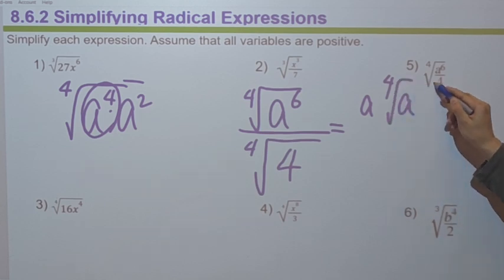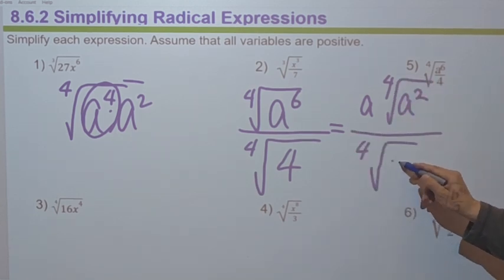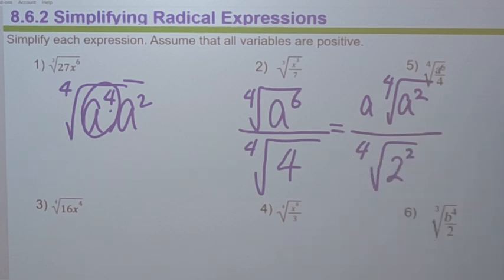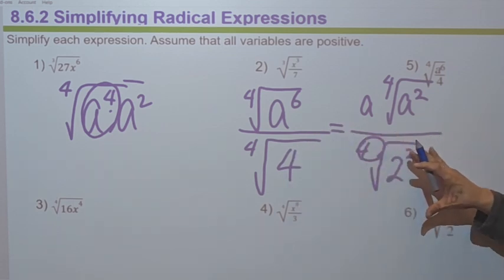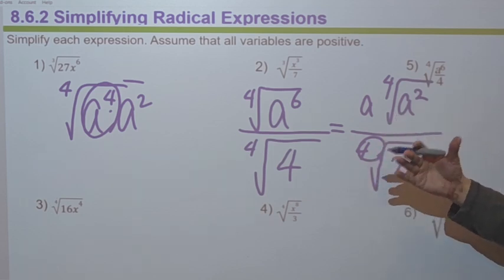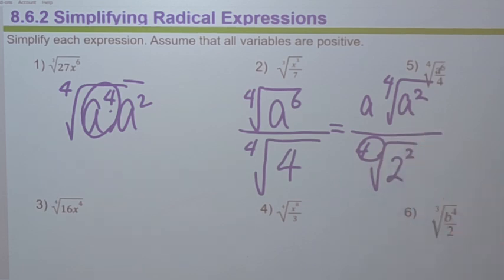So we have a times the fourth root of a to the second power. And in the denominator, 4 is 2 to the second power. With a fourth root, you should always have a fourth power to go out, because in the denominator they don't allow any radical or irrational number. So we call it rationalization of the denominator. We get rid of the square root, fourth root, any radical number in the denominator. So with the fourth root, we need to make it a fourth power.